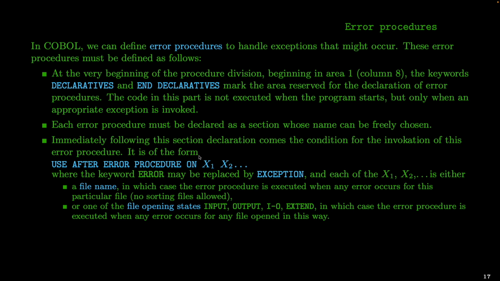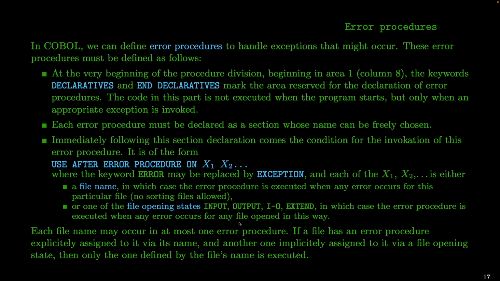Or instead of a file name, you can give one of the opening file states. So you could write input, output, IO, or extend here. And in this case, the error procedure would be launched anytime a file opened in this state would have an error. And it doesn't matter which file this is.